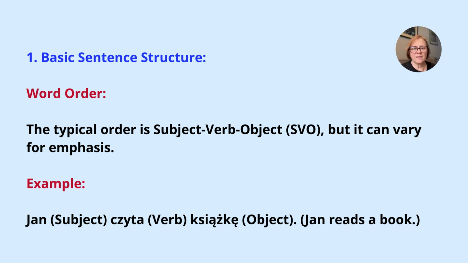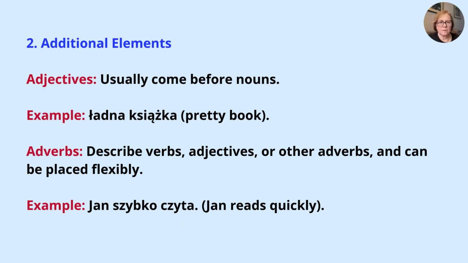Number 1. Basic sentence structure. Word order. The typical order is subject, verb, object, but it can vary for emphasis. Example: Jan is a subject, czyta, verb, książkę, object. Jan czyta książkę. Jan reads a book.